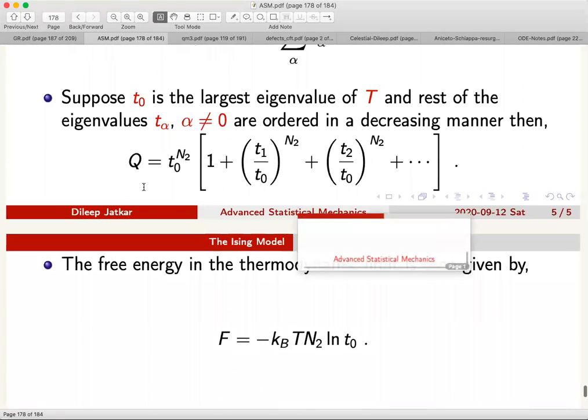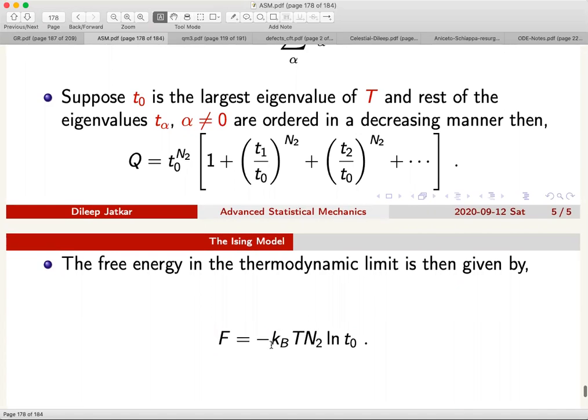Okay, so you look at this one. If you take the thermodynamic limit, then you can ignore the remaining pieces and just concentrate on T0 to the N2, and then your free energy is going to look something like minus kB T times N2 times log of T0. Okay, so that's the free energy of the system.